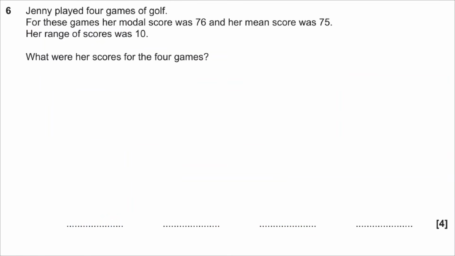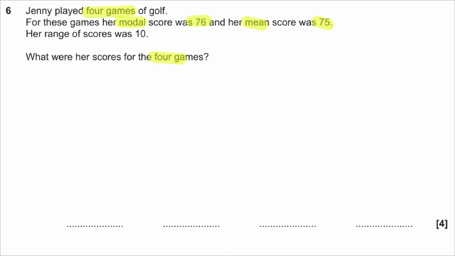Good. Question number 6. Bit of a wordy one. Jenny plays 4 games of golf. For these games, her modal score, the most, was 76 and her mean was 75. Her range was 10. Let's highlight some keywords here. So she played 4 games of golf. Her modal score, the most, was 76, and her mean, the average, was equal to 75. Good. What were her scores for the 4 games?